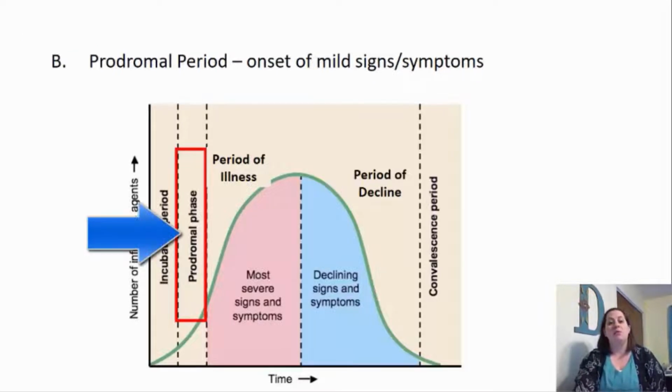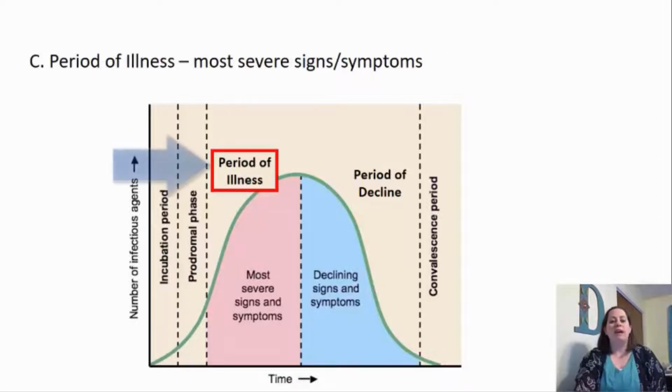This is called the prodromal period. This is the onset of the mild symptoms. So it's not too bad yet. You're not feeling terrible, but you do start to feel some of those signs and symptoms. We then actually have the period of illness. This is where the signs and symptoms are the most severe. This is when you feel the most sick.